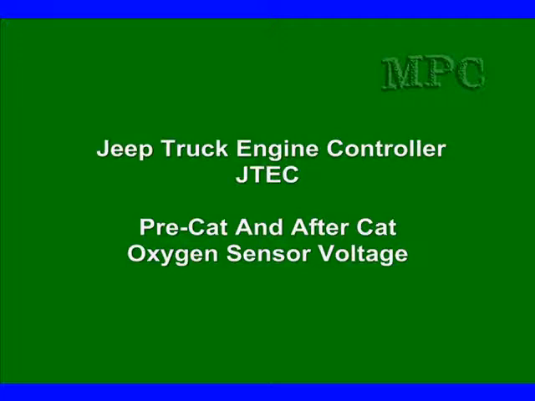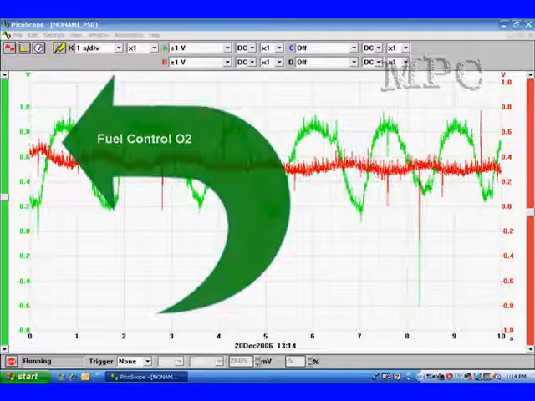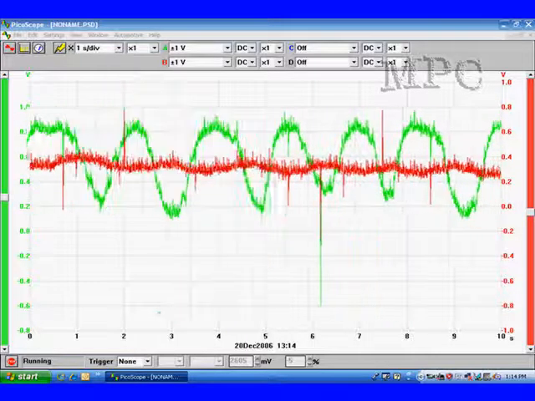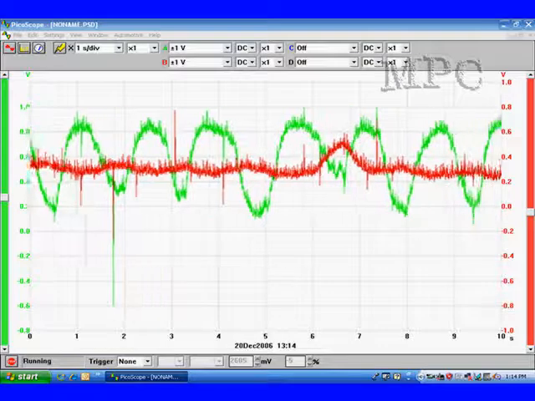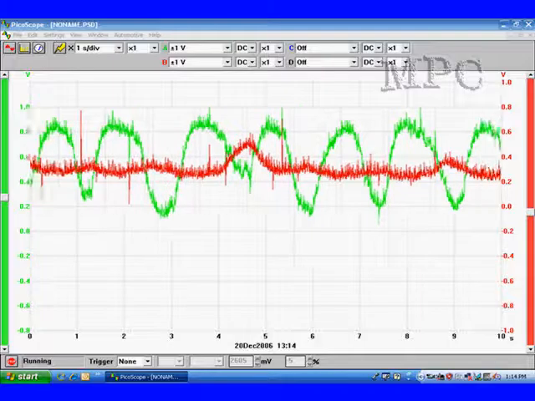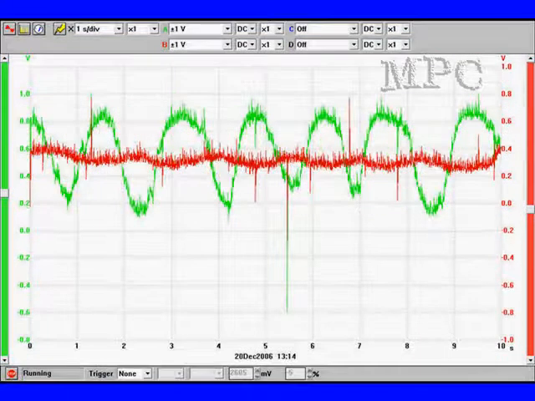We're going to take a moment to talk about the pre-cat and after-cat oxygen sensor voltages. The red is the catalyst monitor. The green is the fuel control. Now, we need good fuel control in order to judge the cat monitor, and we're going to talk about that. So let's stop this and examine exactly what we're looking at here.